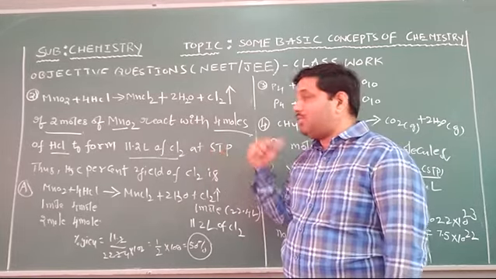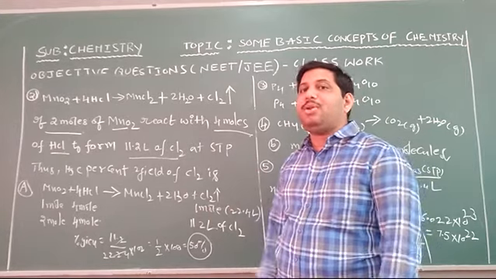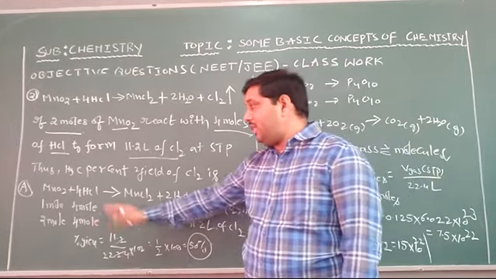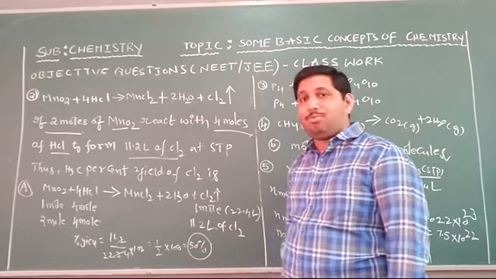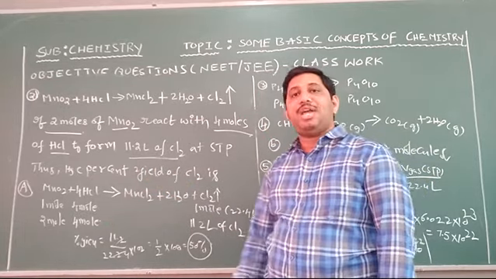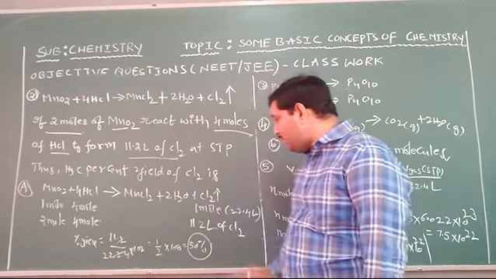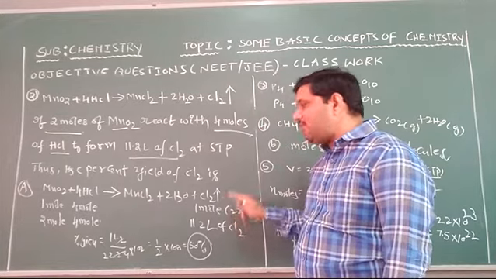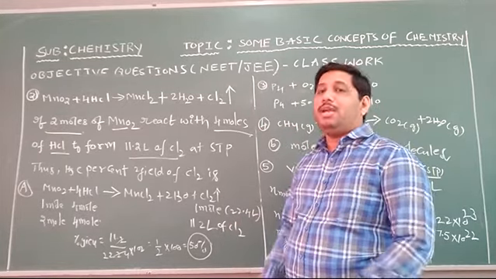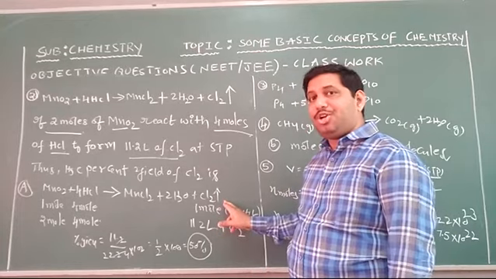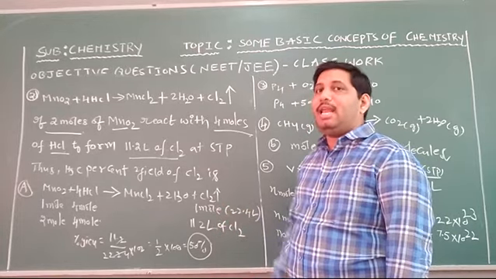But according to the given question, 2 moles of HCl react with 1 mole of manganese dioxide. How many liters of chlorine are liberated, student? 11.2 liters of chlorine will be liberated. According to the stoichiometric equation, 22.4; according to the given question, 11.2.